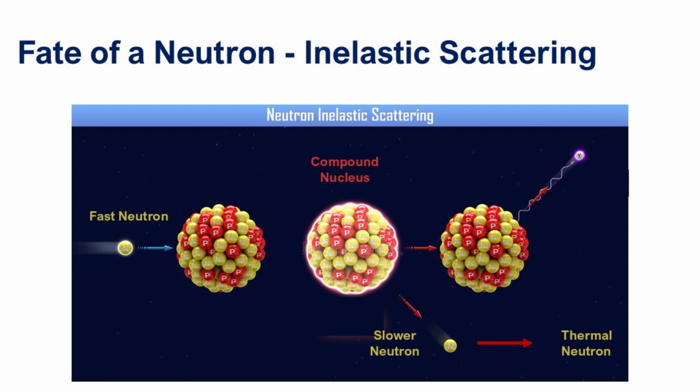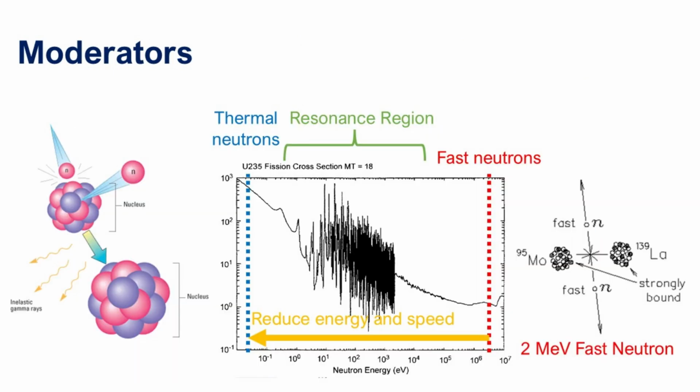The neutron is said to have been transformed from being a fast neutron to a slower neutron. Moderators are an important part of a nuclear reactor because they slow down the neutron and make it more likely that the neutron can cause a fission event. What this graph shows is the fission cross-section for uranium-235. And we can see that as the incident neutron energy decreases, the cross-section increases.